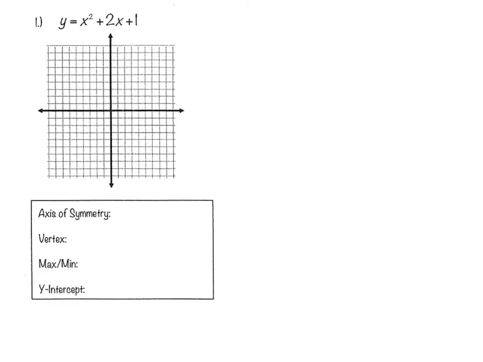Okay, graphing in standard form. So we have y equals x squared plus 2x plus 1. First thing I'm going to do is fill in this box on the bottom here. So my axis of symmetry for this. Remember our equation, -b over 2a. So in this case, a is equal to 1, b is equal to 2, and c is equal to 1.